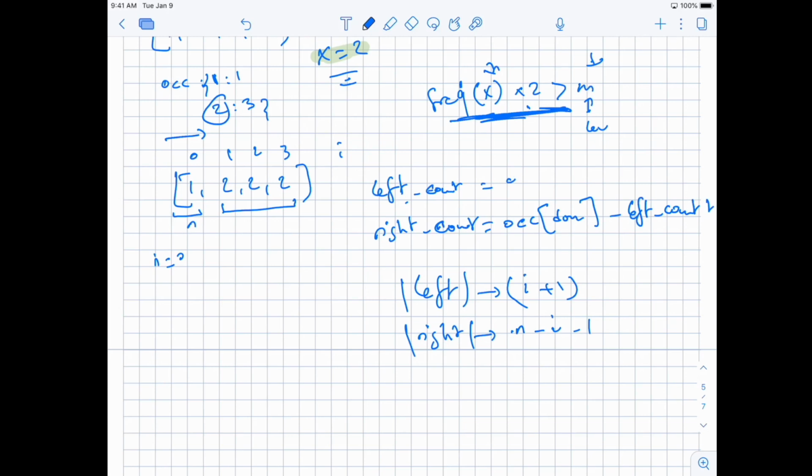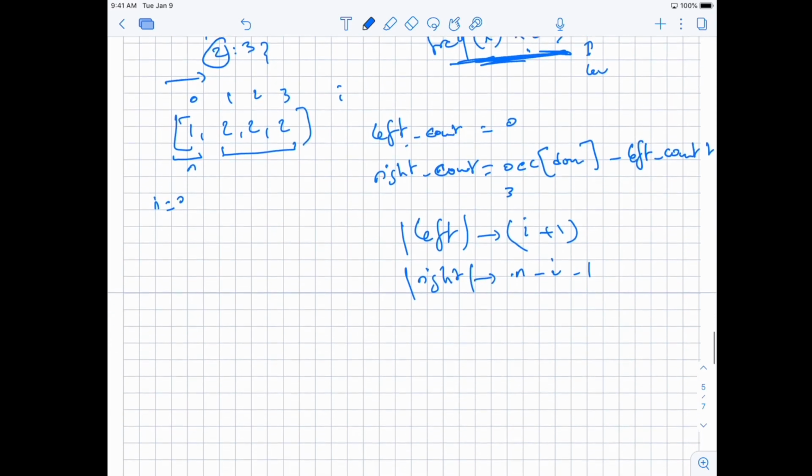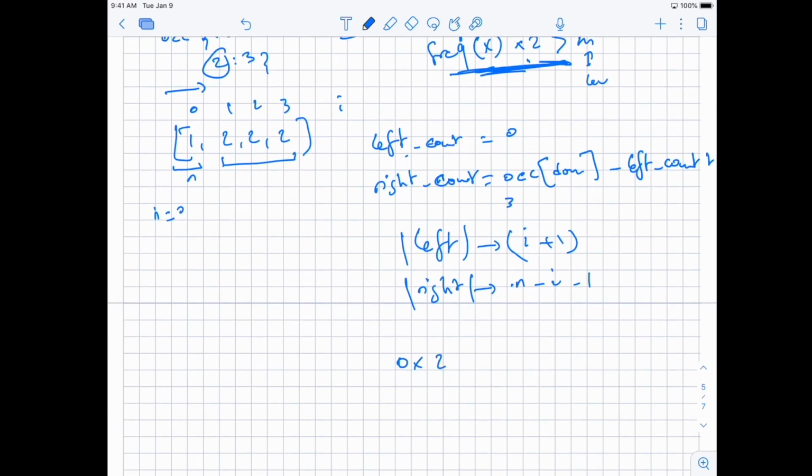And so the left count is still 0. Okay, and the right count now is 3 because that's the remaining. So this is 3, this is 0, and so we check the frequency. 0 multiplied by 2, is it bigger than the left side, which is 1 because I plus 1? No, it's not. So it's not a valid split for the left side, so we stop.